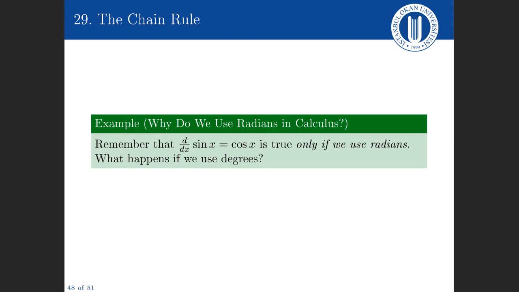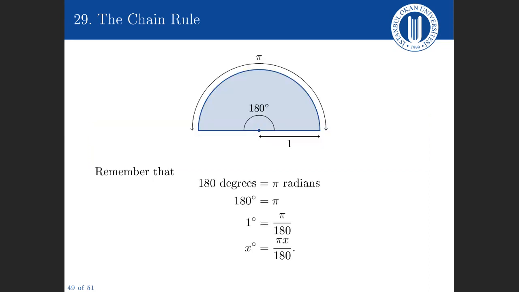The answer is, the nice formula which we saw in the previous section, that the derivative of sine is equal to cos, is only true if we use radians. What happens if, instead of using radians, we want to use degrees? Now that we have the chain rule, we can answer this. Before I go on, let me just remind you.